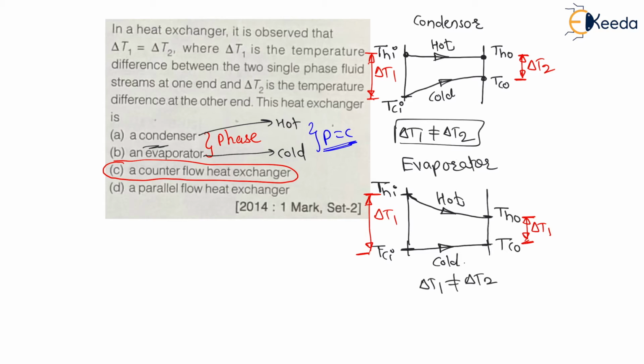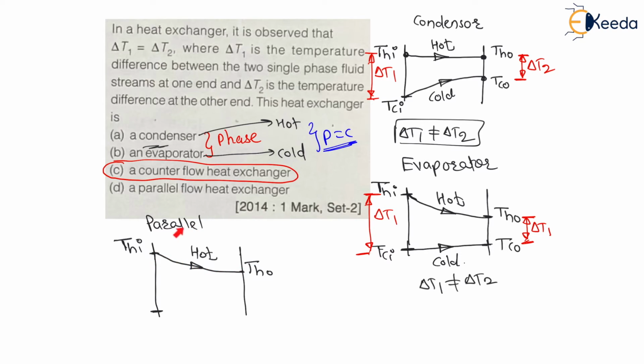Now, my dear students, again in case of a parallel flow heat exchanger, let us say option D. For a parallel flow heat exchanger, the inlet conditions for hot and cold fluid will be from the same side. That is, let us say on the left side there is the inlet temperature of hot fluid. While flowing, the hot fluid temperature will decrease. The exit temperature of hot fluid will be Tho.